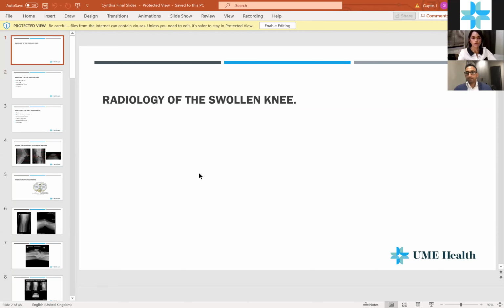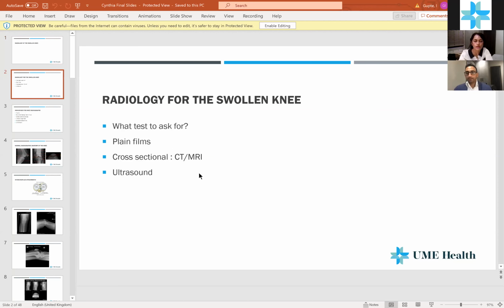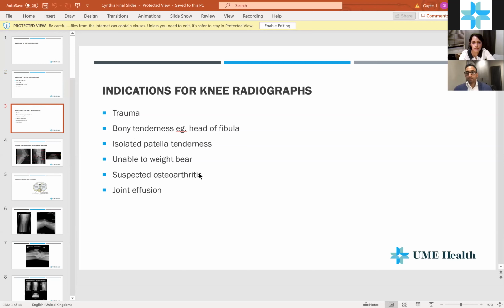Okay, so let's kick off. In the next 20 minutes, I am planning to go through the common imaging tests that we utilize to assess the swollen knee, and to give you a bit of background on those modalities: plain films, cross-sectional imaging and ultrasound. I'm going to run through a series of real cases and the appropriate indications for requesting which test when. So let's start with knee radiographs.